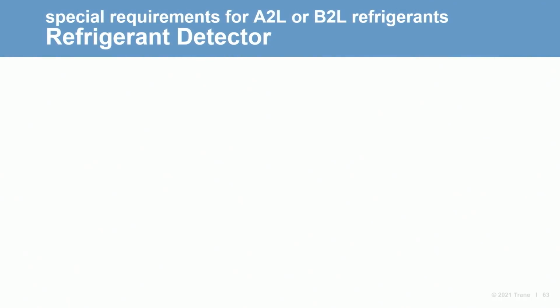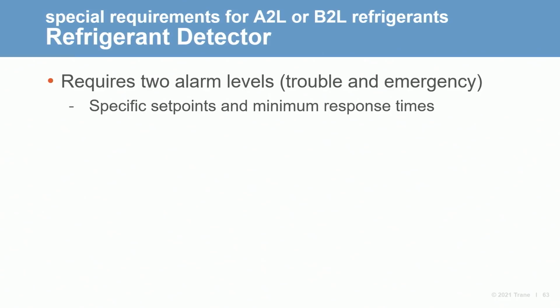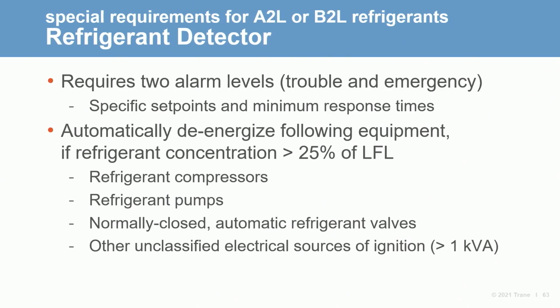If a group A2L or B2L refrigerant is used, due to its flammability, there are some additional requirements. In this case, the standard requires 2 different alarm levels, trouble and emergency, with specific set points and response times for each. In addition, if the refrigerant concentration exceeds 25% of the lower flammability limit, the detector must also de-energize compressors, refrigerant pumps and valves, and any other electrical sources of ignition.